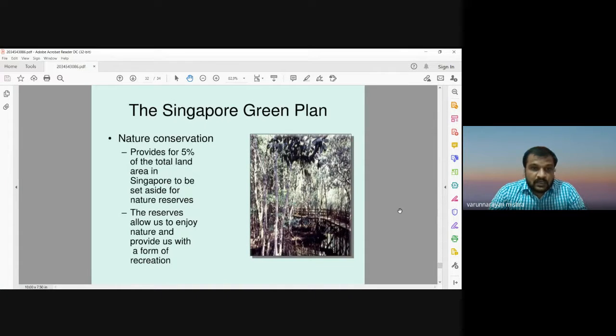Nature conservation provides that 5% of the total land area in Singapore should be set aside for nature reserves. These reserves allow us to enjoy nature and provide us with a form of recreation. So the Singapore Green Plan also includes nature conservation, with 5% of the total land area in Singapore considered as nature reserve.